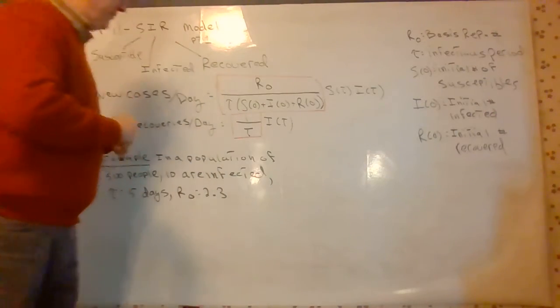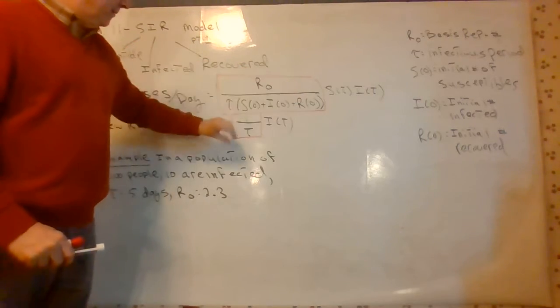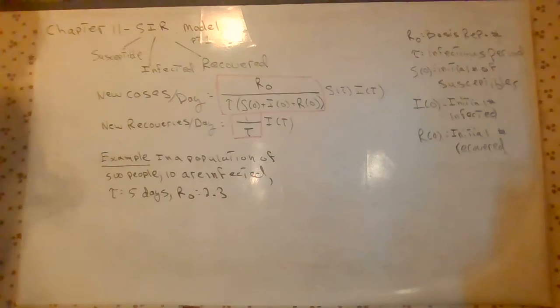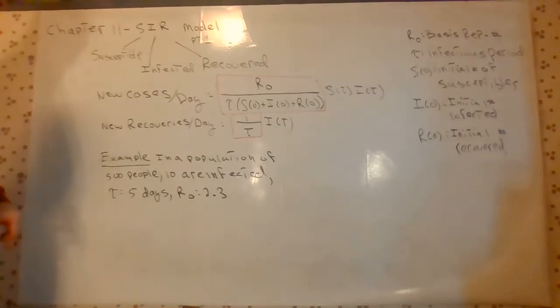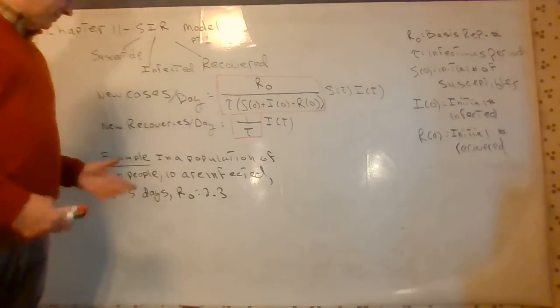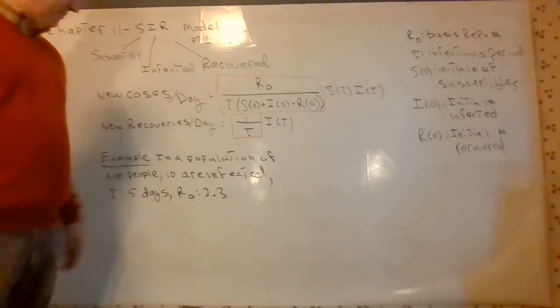First thing to think of is these are coefficients we can calculate. This is going to be replaced by a number. This is going to be replaced by a number. So we do those calculations prior to working out the model. In this situation, we have a population of 500 people. 10 are infected. Tau is 5 days. R naught is 2.3. And unless otherwise specified, we'll assume there's none recovered.